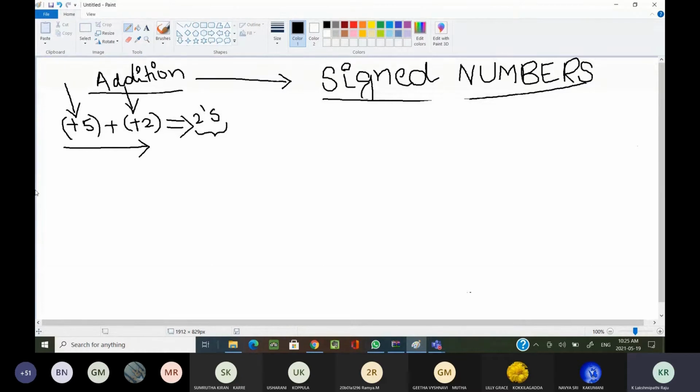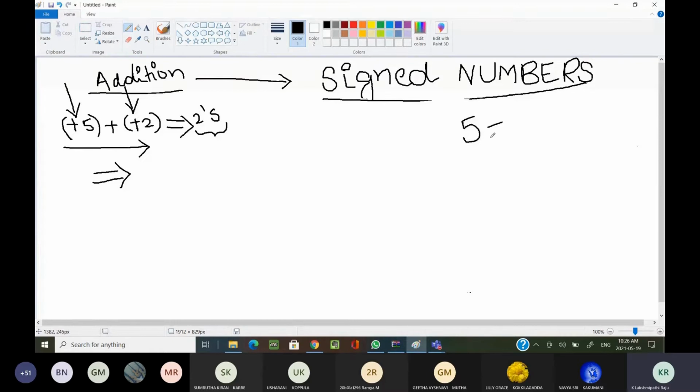Now, how are we doing the addition, and what are the points we have to remember, underline, and note down in your notebook? Now see here. How many bits you are considering, that is very, very important. How many bits you are considering plays a very important role while performing addition or subtraction of signed numbers. That means in order to represent 5, how many bits are you taking?